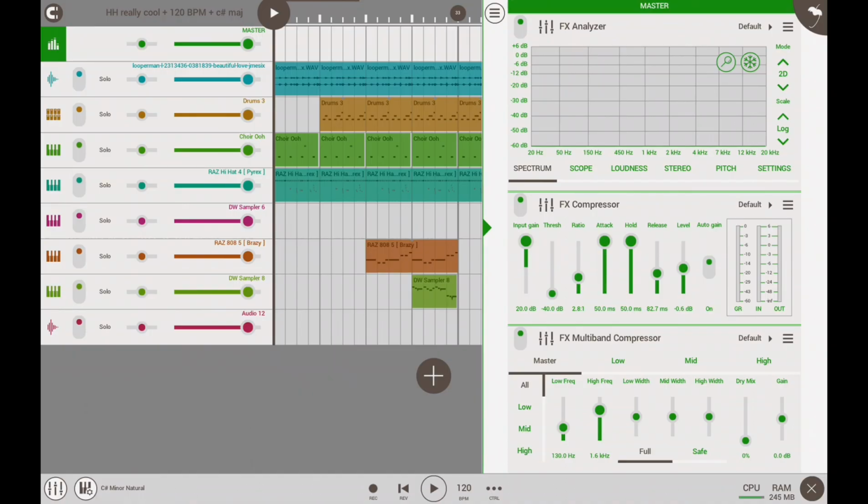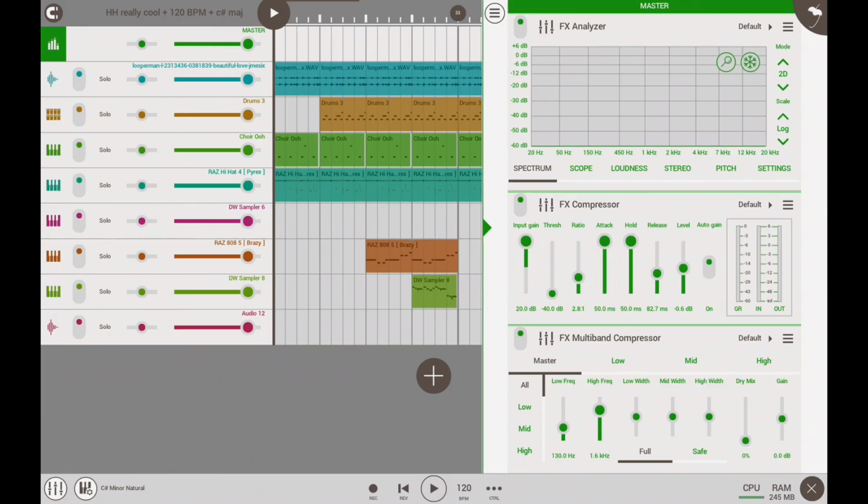And then the 150, the 450, the 1k and 2k and 4k can be the mids. Let's say 20, 50 and 150 is the lows. 450, 1k and 2k and 4k is the middle, is the mid frequency, the frequency that is found in the middle of the instrument.